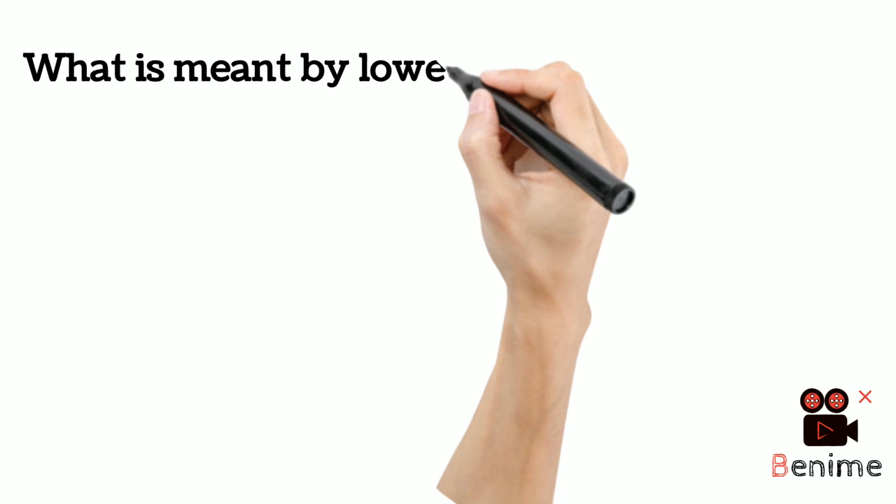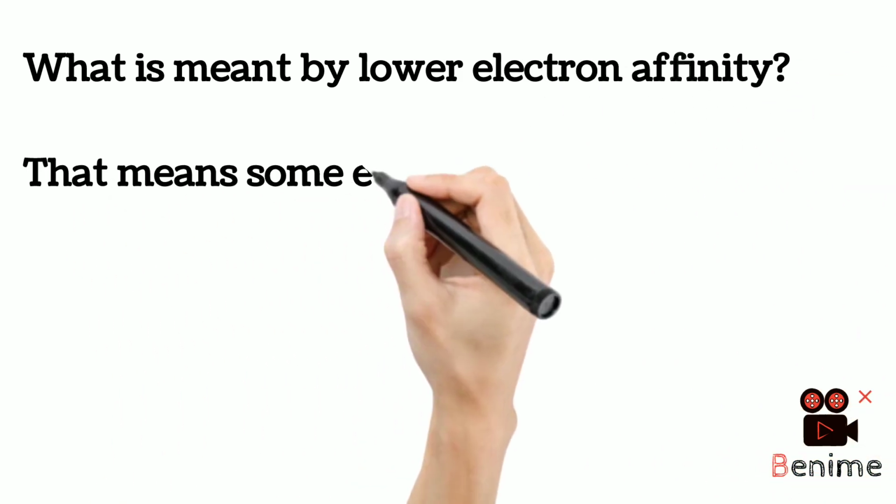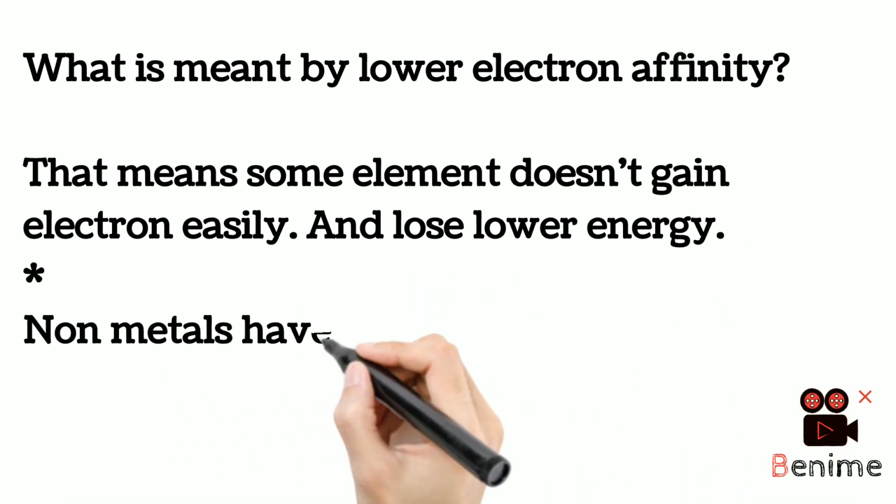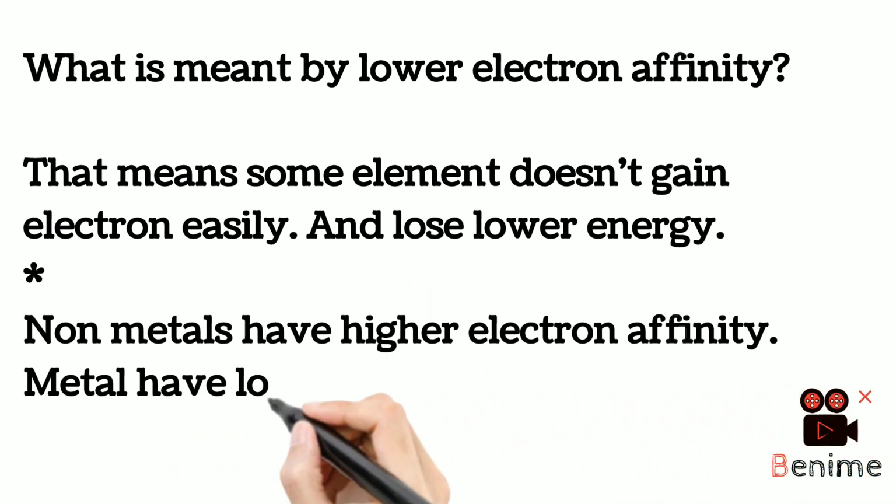What is meant by lower electron affinity? That means some elements don't gain electrons easily and lose lower energy. Remember, non-metals have higher electron affinity. Metals have lower electron affinity.